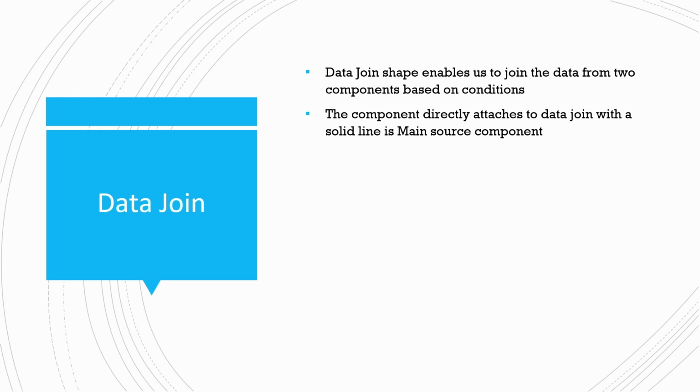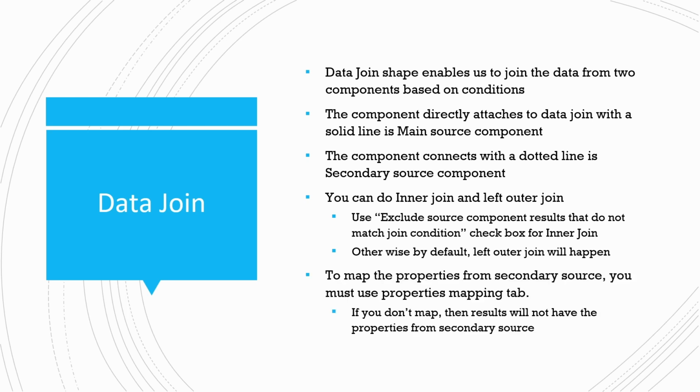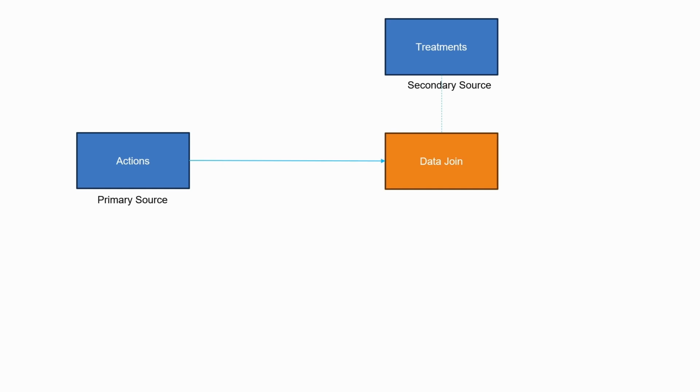The component that directly attaches to the data join with a solid line is the main. I will explain practically what is meant by a solid line and what is meant by a dotted line, right? You can do the inner join and left outer join with this particular data join component, right? I will explain it in a very practical step. Don't worry, I have prepared a very detailed step.